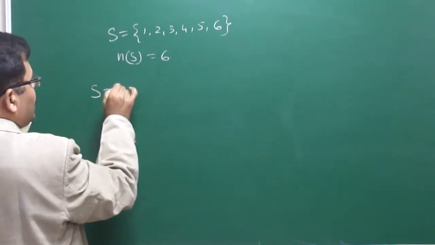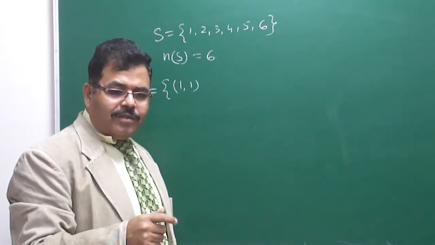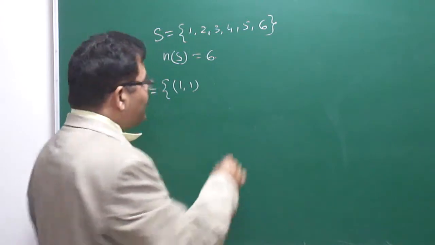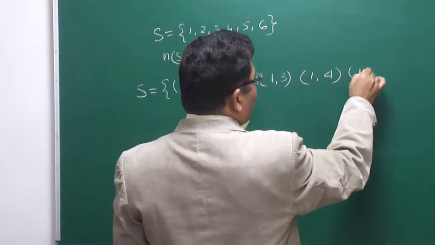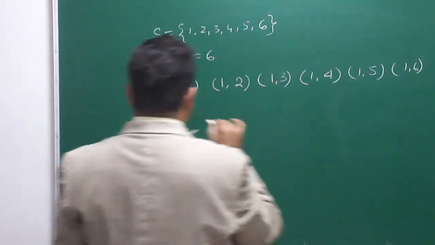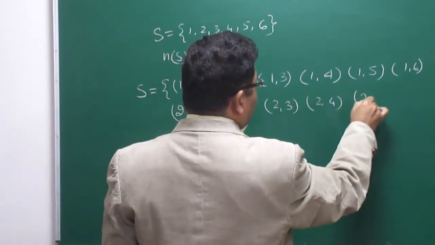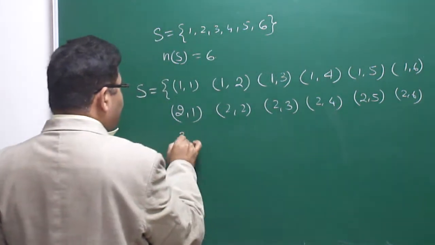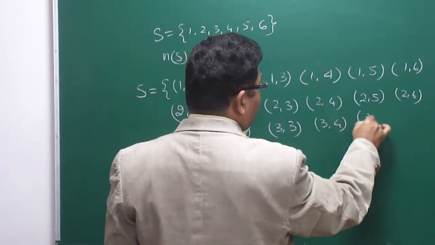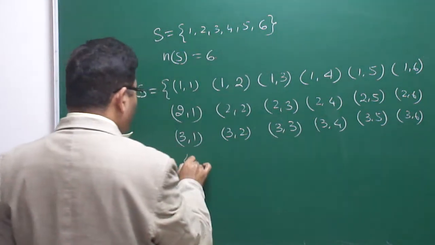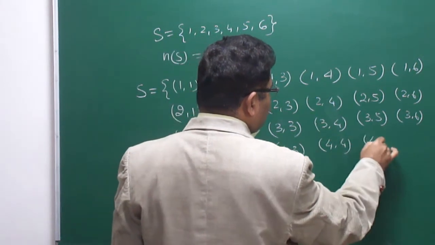If 2 dice are thrown, what are the outcomes? Can be 1-1 on both the dice. Or one dice thrown twice, first time 1, second time 1. It is also possible first time 1, second time 2, 1-3, 1-4, 1-5, and 1-6 may come. Similarly, 2-1, 2-2, 2-3, 2-4, 2-5, and 2-6 may come. If first time 3 may come, 3-1, 3-2, 3-3, 3-4, 3-5, and 3-6 may come. Similarly, 4-1, 4-2, 4-3, 4-4, 4-5, and 4-6 may come.